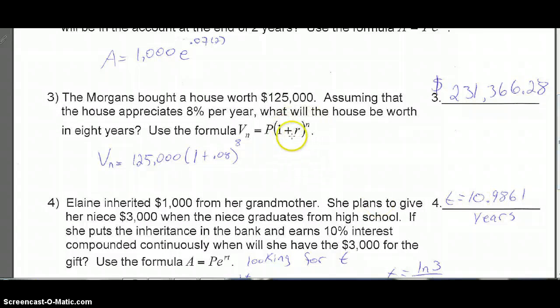Number 3. This is just a different kind of equation, but same deal. It's 125,000 is the initial value, and then 1 plus r, which is 0.08, raised to the n, which is 8 years, and you end up getting $231,366.28.